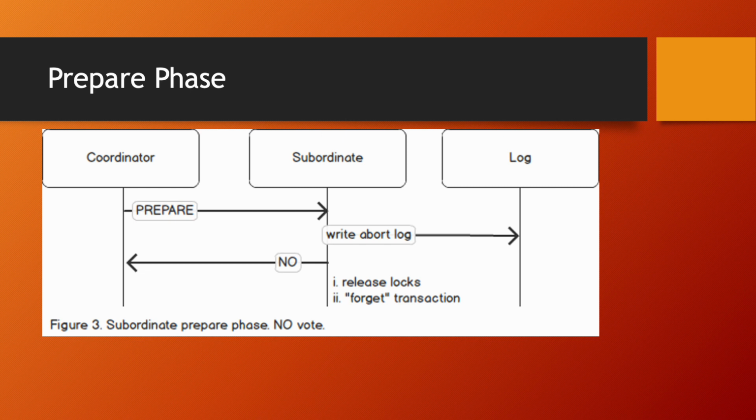This figure shows a similar flow of messages for a subordinate voting not to participate in the transaction. In this case, the subordinate writes an abort log to durable storage and sends a no message to the coordinator. The subordinate is allowed to release all locks and forget any state about the transaction. It will never participate in the transaction after sending a no vote. After all subordinates have voted yes or no, the transaction enters the commit phase.